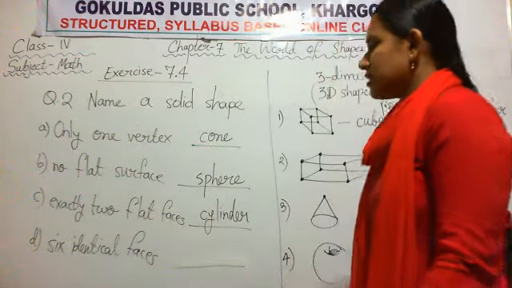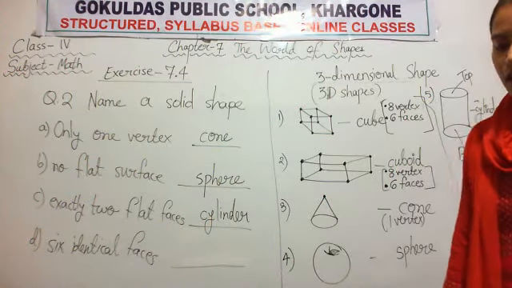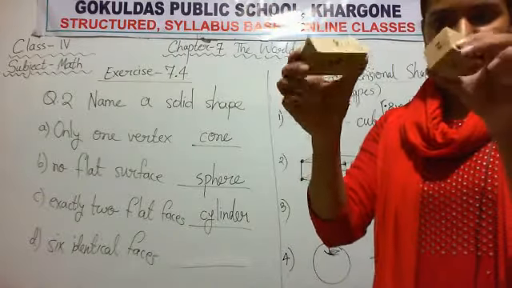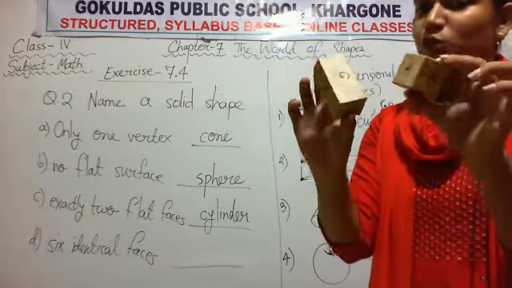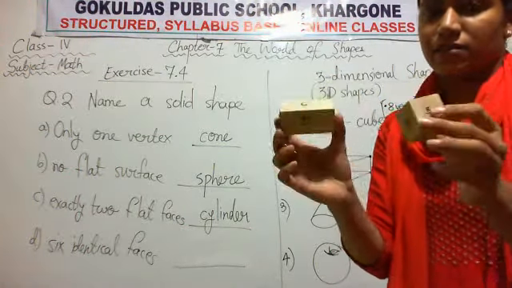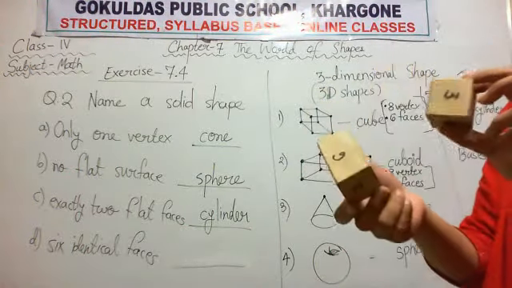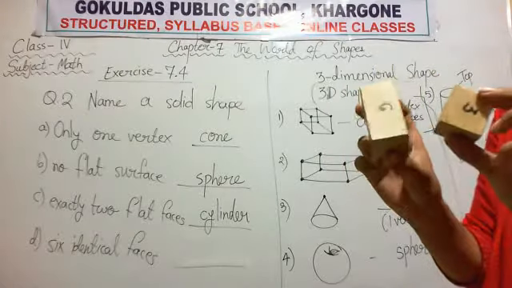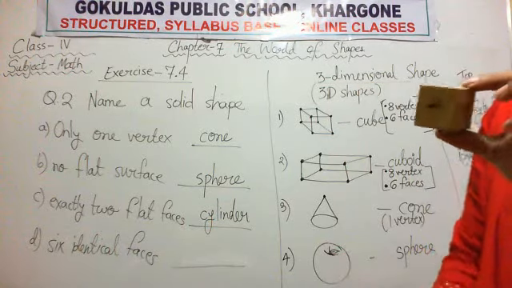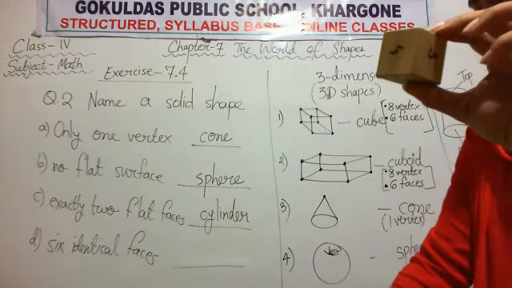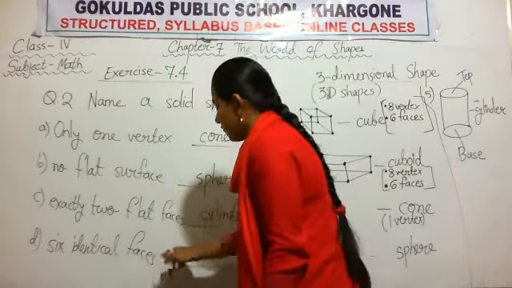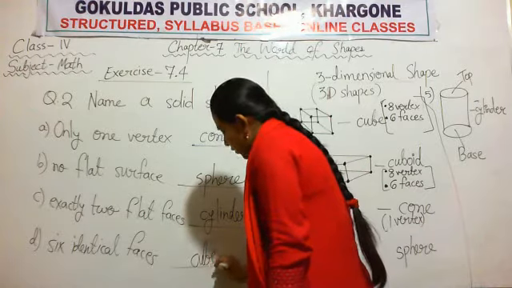Okay, the last one, 6 identical faces. Now tell me, cube has 6 faces, cuboid has 6 faces. But out of these two, which has identical faces? I explained all the things to you. Which solid shape has identical faces among these two? Yes, right. Cube has 6 identical faces.